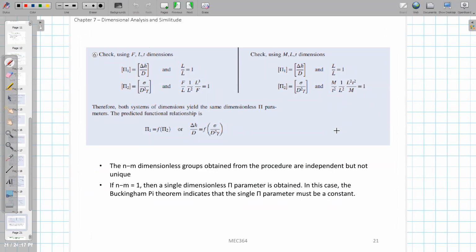And here we finish talking about this dimensional analysis method. Do you guys have any questions so far? Any question? No? Okay, so I will finish here for today's class.